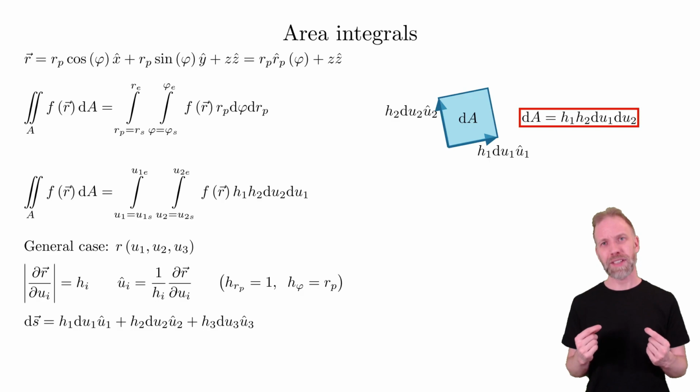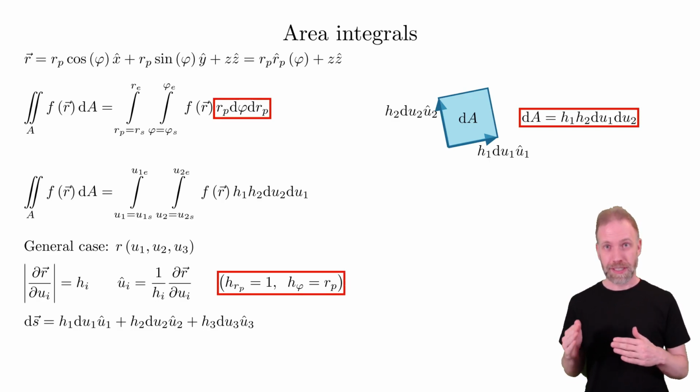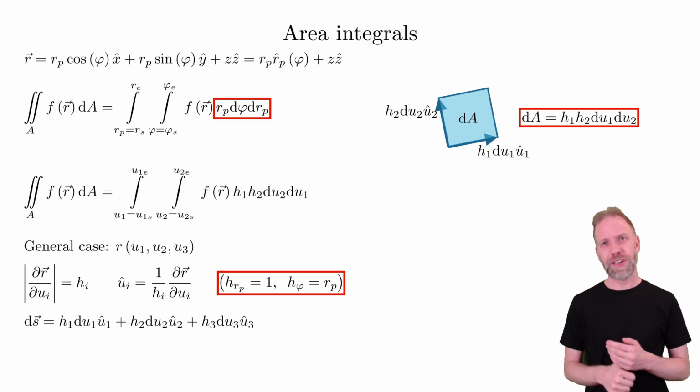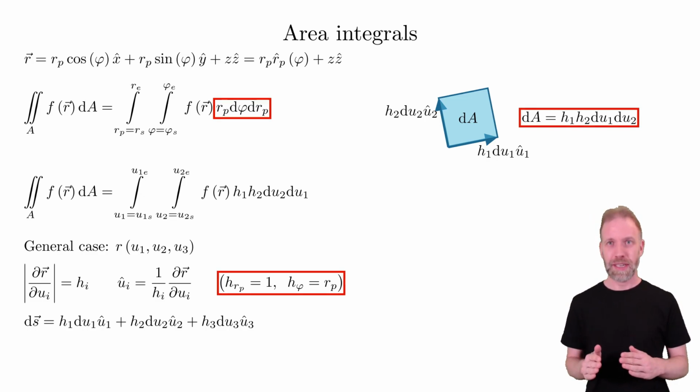If we compare it to our polar coordinates expression, h1 is h_rho, which is 1, and h2 is h_phi, which is rho. Hence, we will recreate the value for polar coordinates if we insert h1 and h2 into this equation.